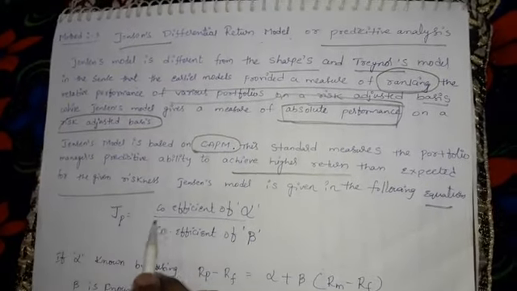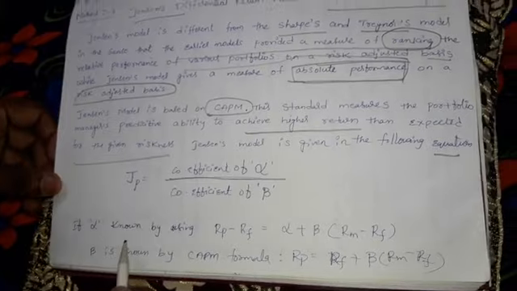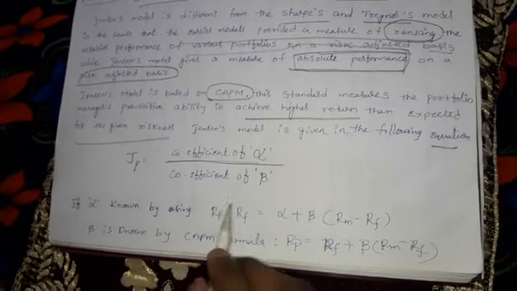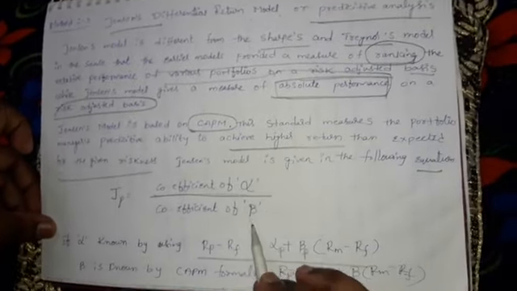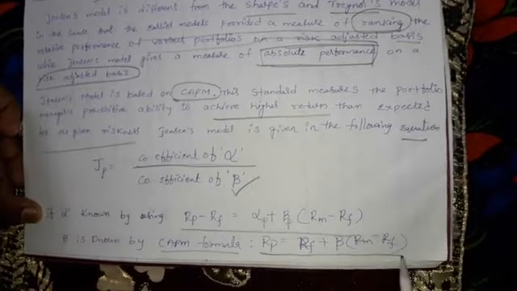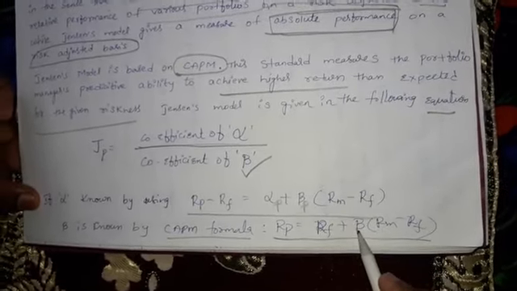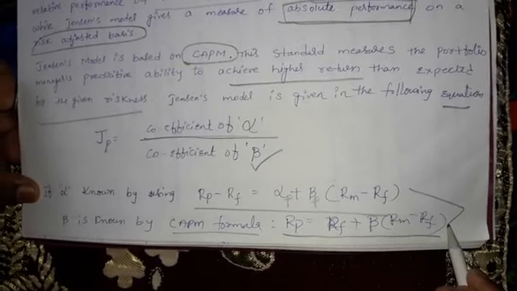So JP equals the ratio between the coefficient of alpha and the coefficient of beta. If the alpha value is not given or unknown, then by using the predictive analysis formula, RP minus RF equals alpha P plus beta P into RM minus RF. If the beta value is also unknown, by using the CAPM formula we need to determine the value of beta P, that is RP equals RF plus beta P into RM minus RF. If both values are not given in the problem itself, we need to use these two formulas, right?